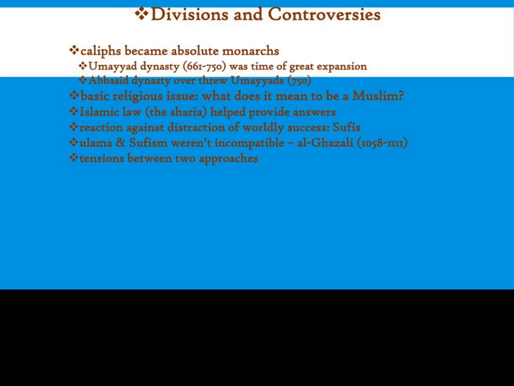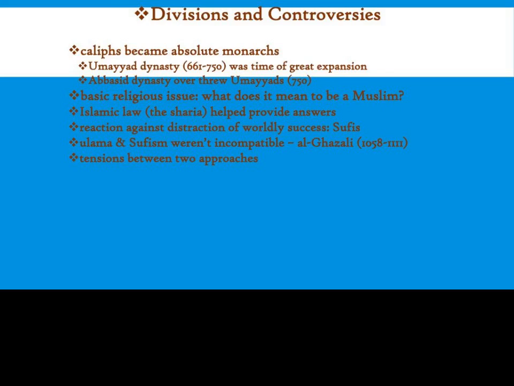And so the ulama and Sufism weren't entirely compatible. And a Muslim scholar by the name of Al-Ghazali, he was a legal scholar, but he was a Sufi practitioner, and he was able to develop some type of an agreement or accommodation among these different areas of Islamic thought.